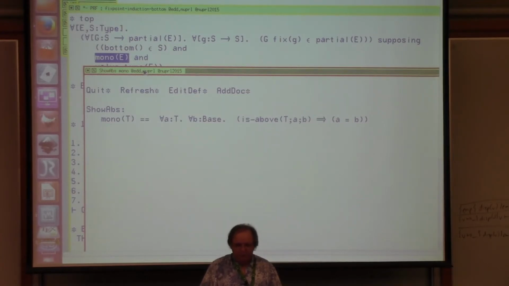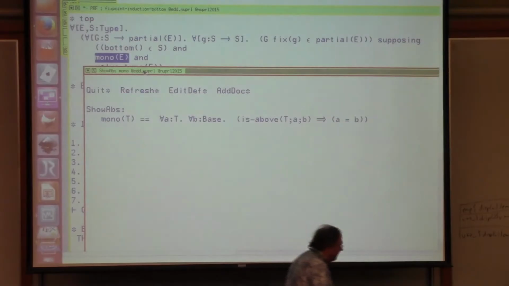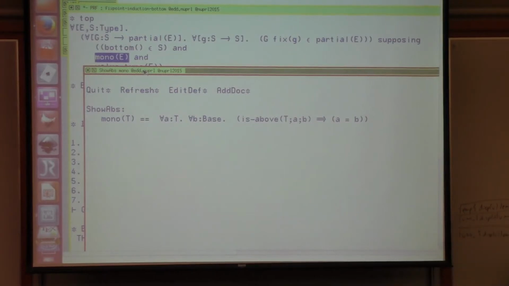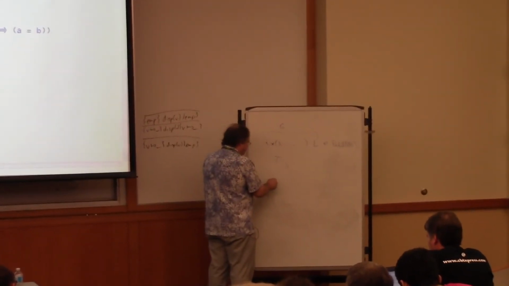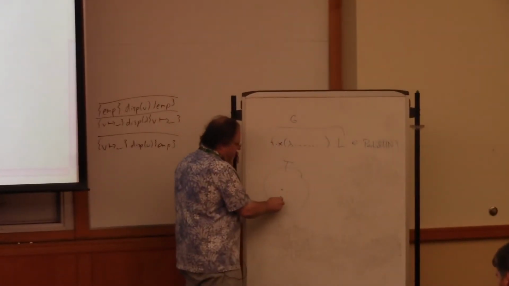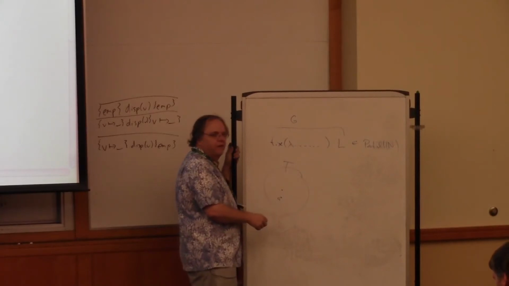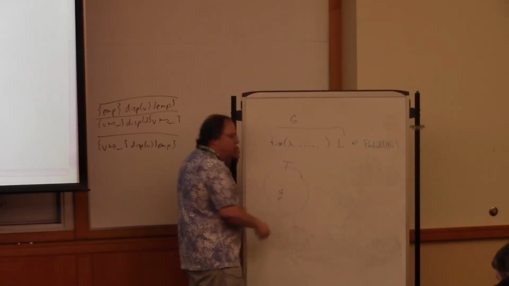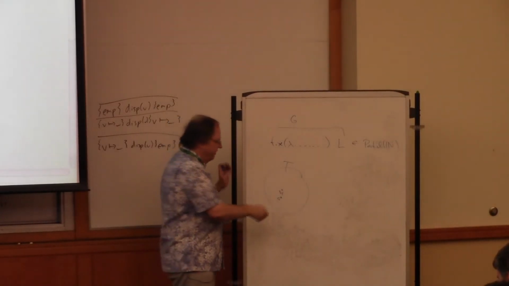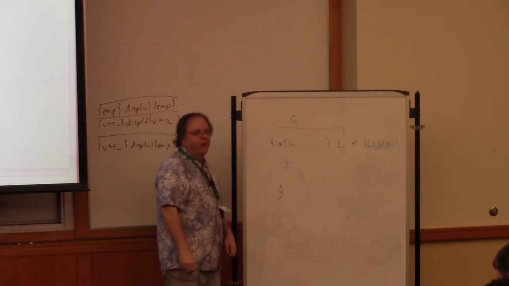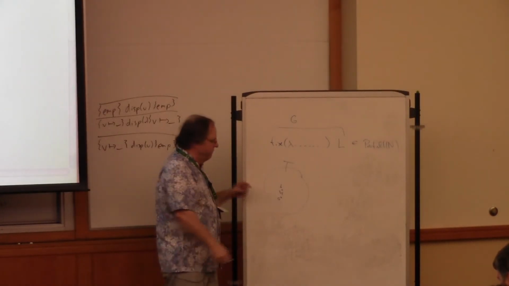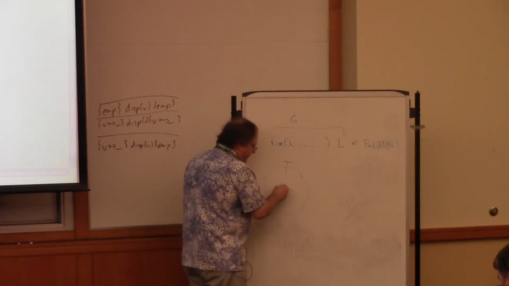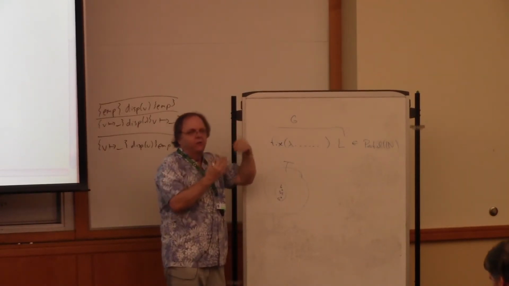So a type is mono. Essentially what it says is, here's a type T. If I have one member A in this type T, and then I have this computational approximation relation to another member of type T, then in fact A and B are actually equal in the type.